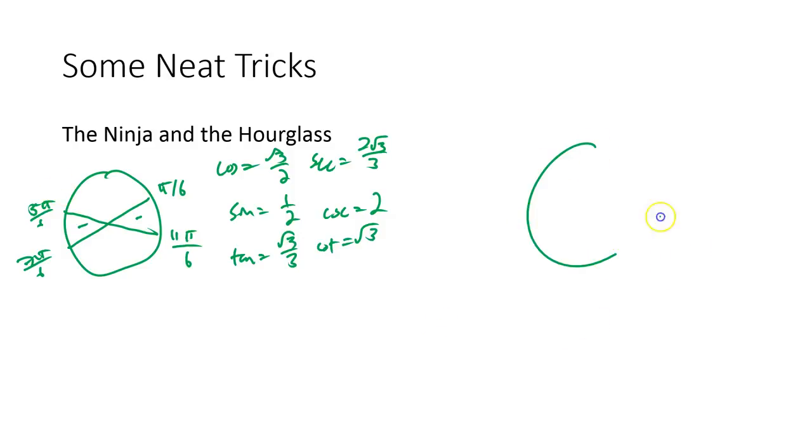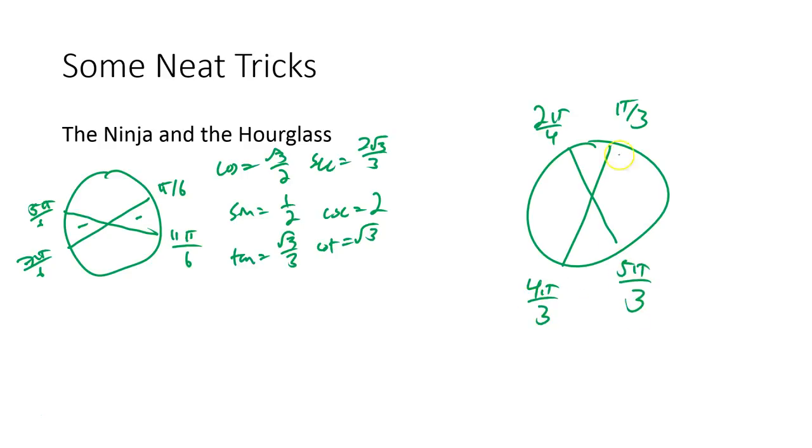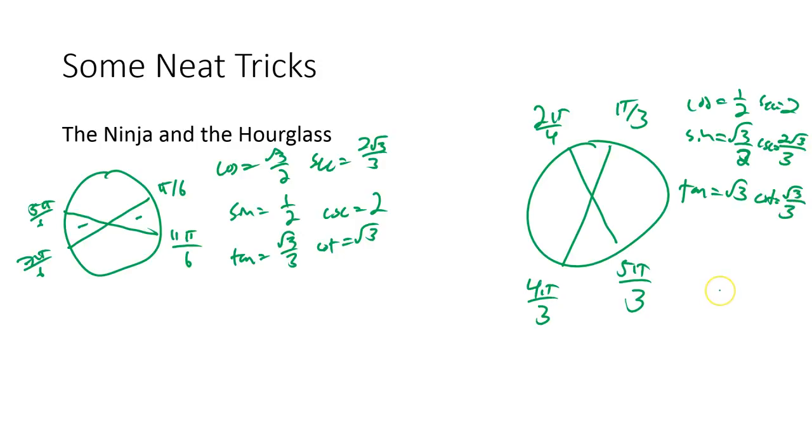So you got the ninja, and then the hourglass does the same thing. The hourglass is where you have the pi over 3s: pi over 3, 2 pi over 3, 4 pi over 3, and 5 pi over 3. These kind of flip everything around, right? Cosine is 1 half, or negative 1 half if you're on the left. Sine is root 3 over 2. Tangent is root 3. Then secant is 2, cosecant is 2 root 3 over 3, and cotangent is root 3 over 3.